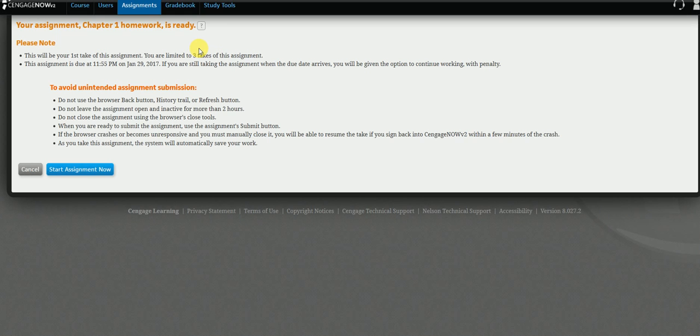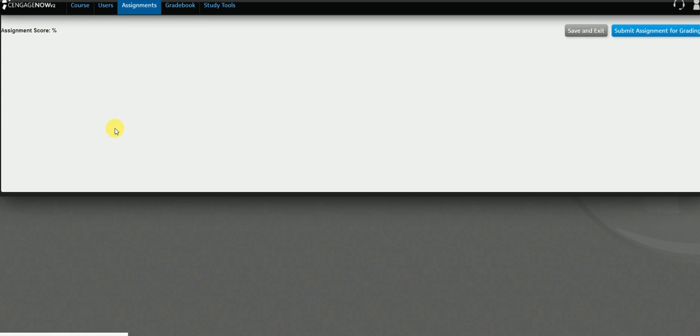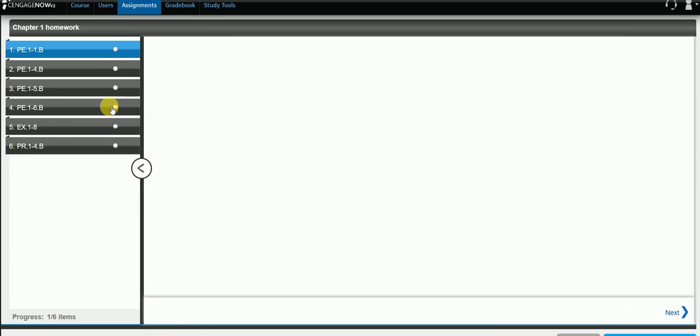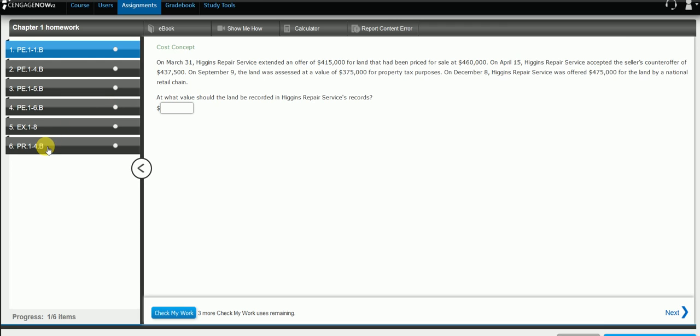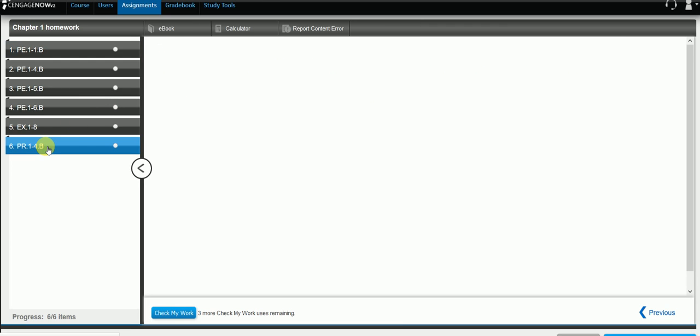I realize it's tough to work with on a computer screen, but believe me, the rest of the problems are not this difficult the rest of the course. Alright, so I'm going to start the assignment, and I'm going to click on problem 1-4B. Wait on this thing to get loaded up here.